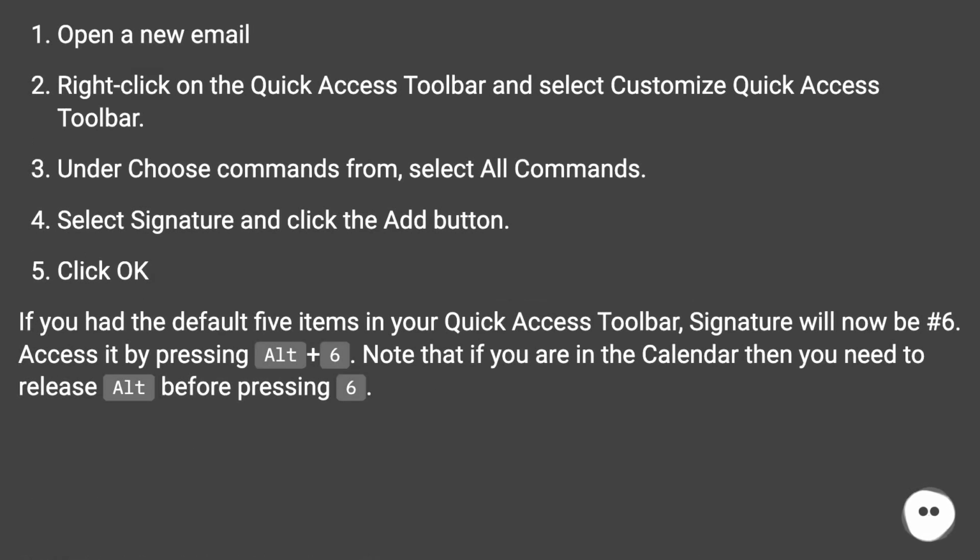Open a new email. Right-click on the Quick Access toolbar and select Customize Quick Access toolbar. Under Choose Commands from, select All Commands. Select Signature and click the Add button. Click OK. If you had the default 5 items in your Quick Access toolbar, Signature will now be number 6. Access it by pressing Alt+6. Note that if you are in the calendar, then you need to release Alt before pressing 6.